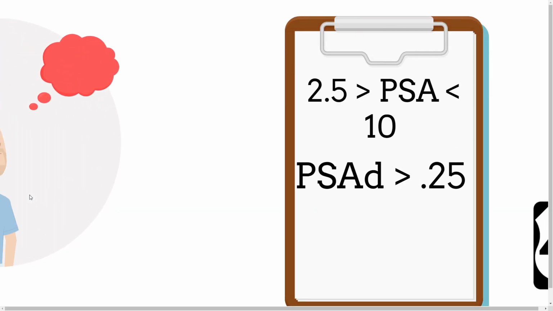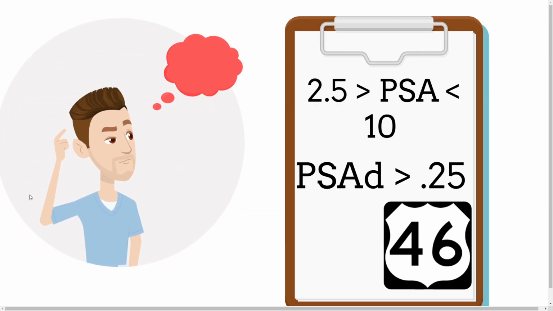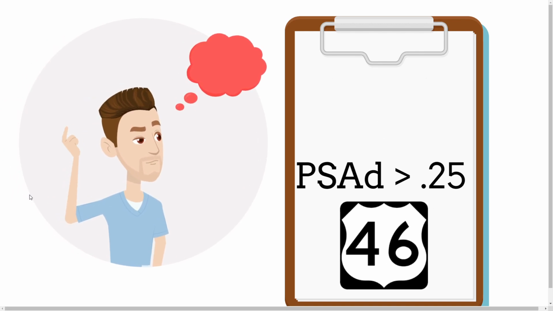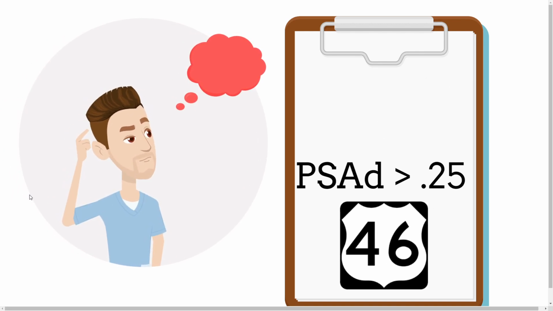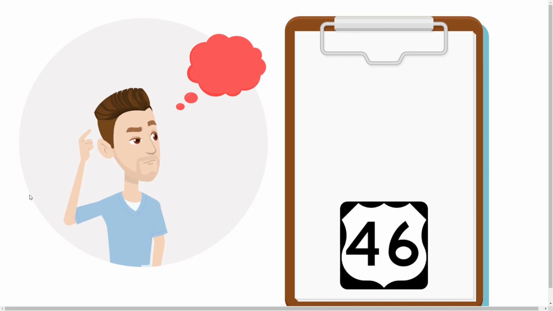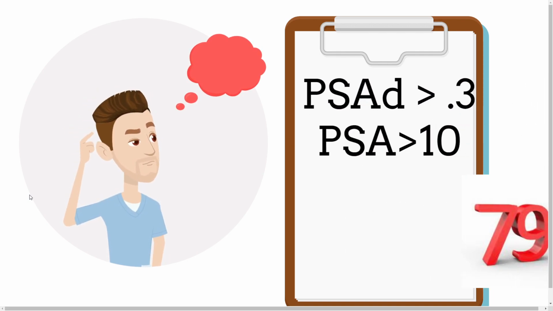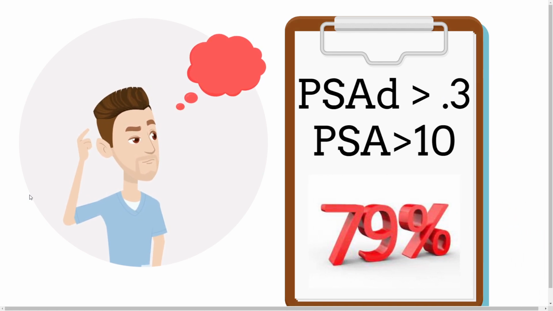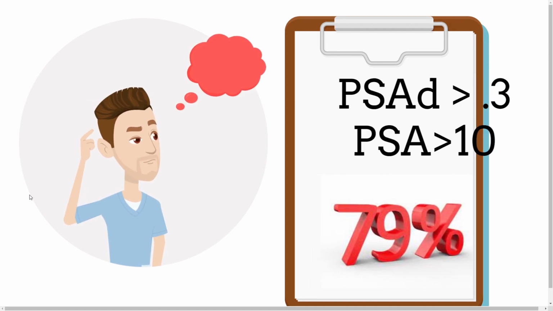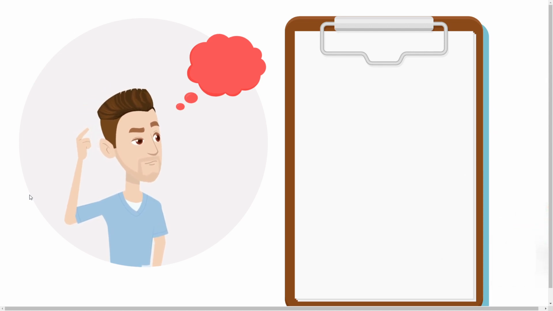When the PSA level is between 2.5 to 10, a PSA density greater than 0.25 indicates a 46% higher likelihood of cancer. Furthermore, a PSA density of 0.3, when the PSA level is above 10, shows a 79% chance of a malignant diagnosis. The PSA density threshold for patients diagnosed with some stage of cancer is between 0.13 and 0.18, depending on the source.